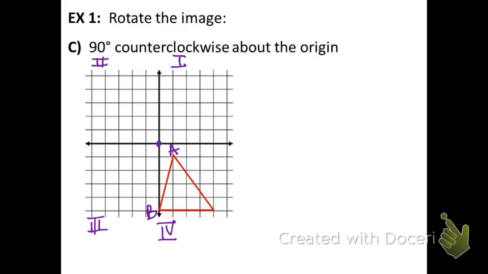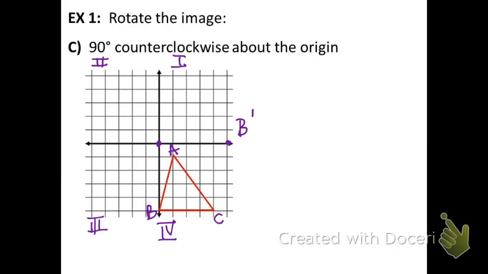So let's label these A, B, and C, and let's move B first. It probably seems the easiest because we can actually count that distance. That distance is 5. And then we would make a right angle and count 5 there. And that would put B prime right there. So let me erase those and mark B prime.